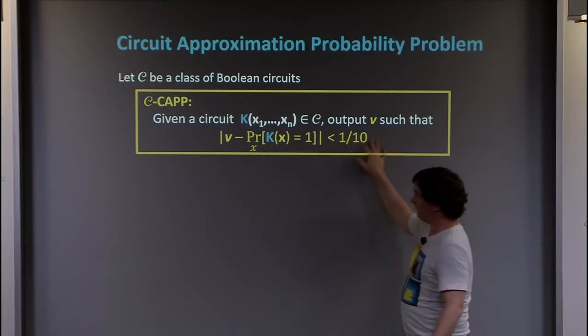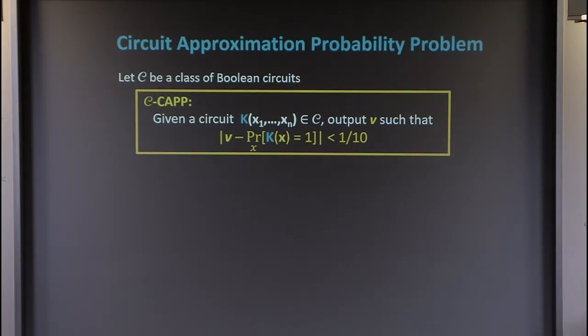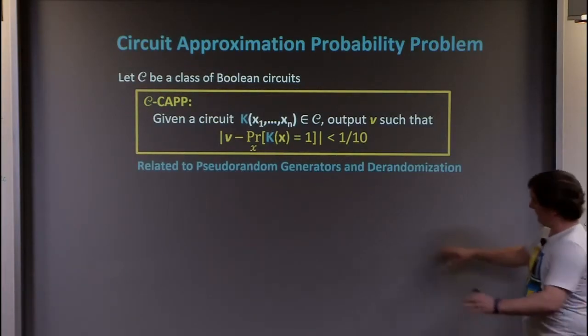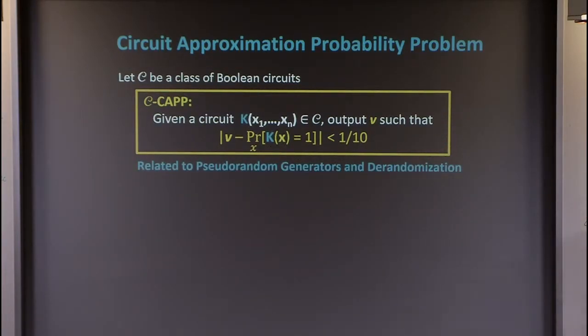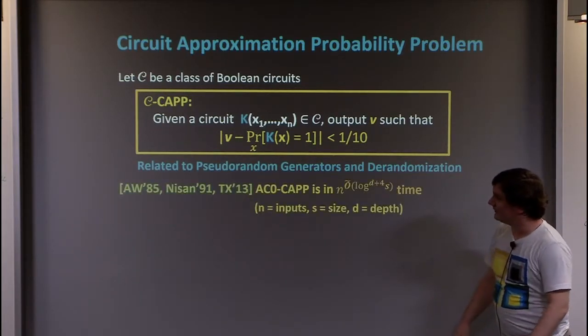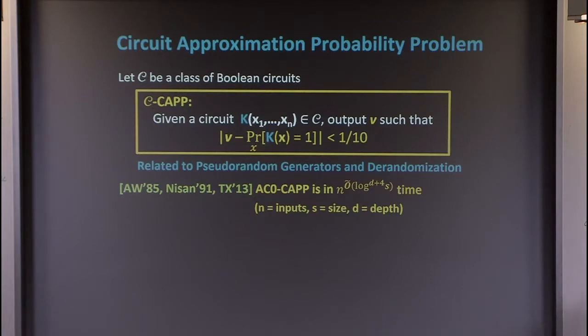Okay? Solving it with randomness is very easy. Just randomly sample inputs and see what happens. So, as Russell's been mentioning, it's related to pseudorandom generators and de-randomization, very intimately linked. So I won't say much more about that. I do want to talk about the progress that has been made on restricted circuit classes for this.